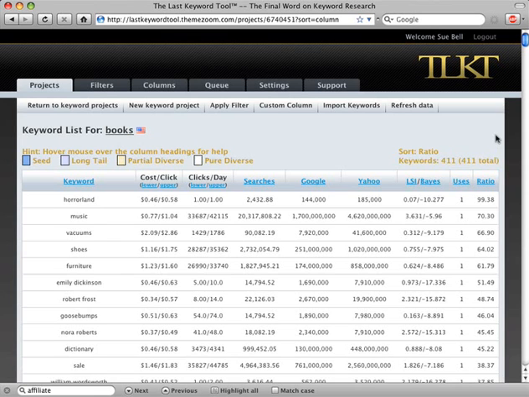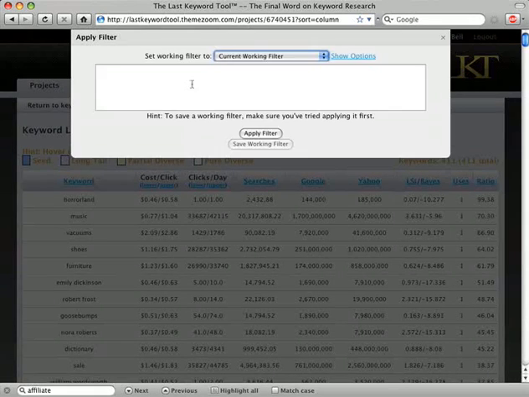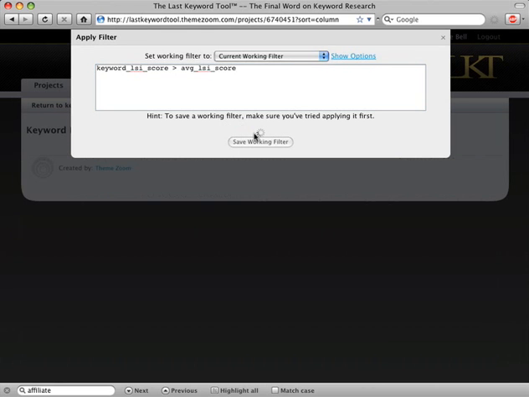Now you can see that we have some really nice looking numbers here. They now make sense. The only problem is there's a bunch of irrelevant stuff up here, so we need to apply a filter and make sure we only get things that are relevant. I'll do that by making sure that the LSI score of the keyword is better than the average. So that just gets everything that's better than average.